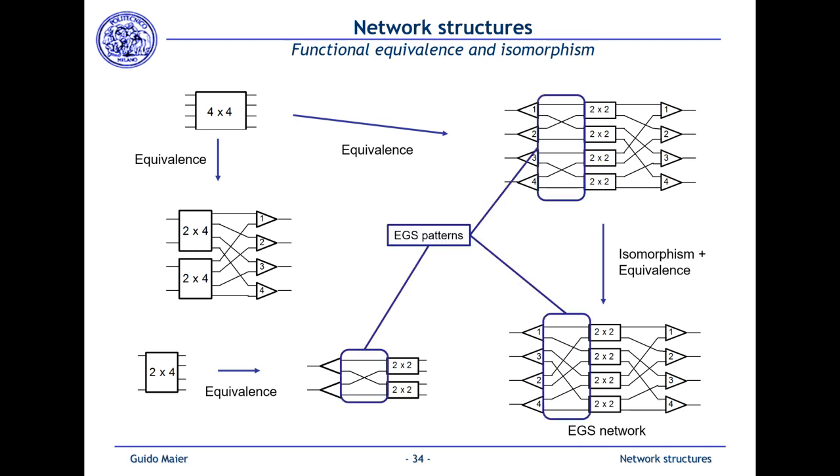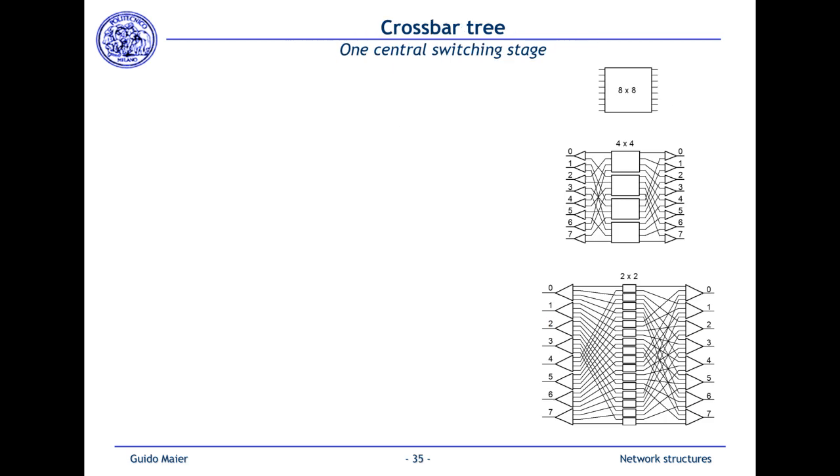Okay. These are EGS patterns. So this is the crossbar tree with an intermediate stage. If we take, for example, an 8x8 overall network, this implementation has a central stage of 2x2 switching elements, and therefore is an EGS network. But we are not obliged to use the central stage of 2x2 switching elements. We can use other matrices as central stage. And so this is an intermediate case, where you have a central stage of a different size.